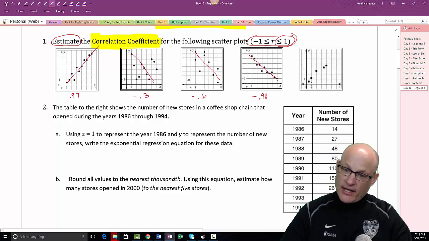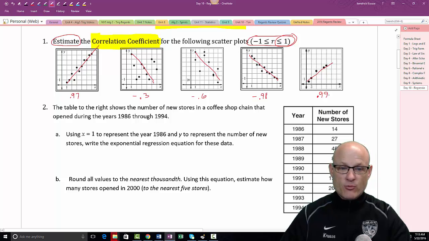Let's go. And then this one's like really good. This one's probably like 0.99. Notice it's positive this time because it's going in an upward direction.